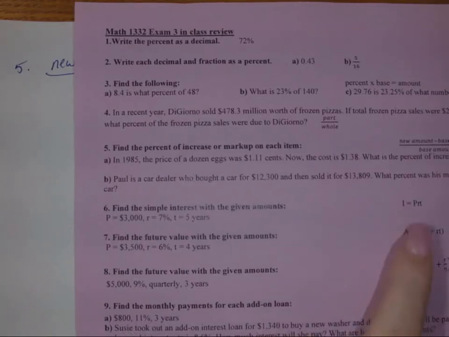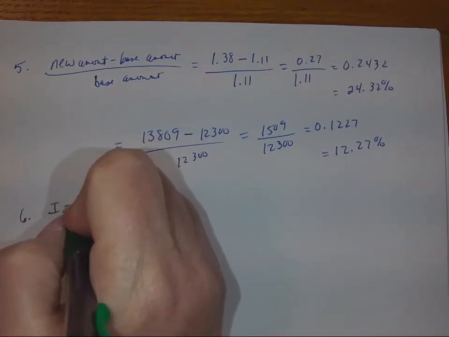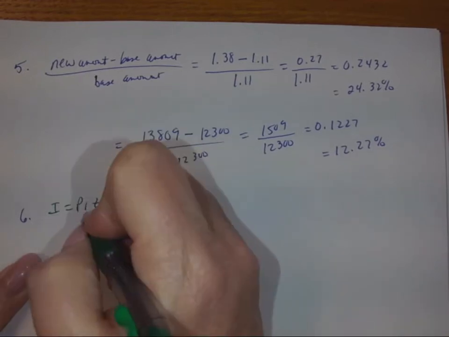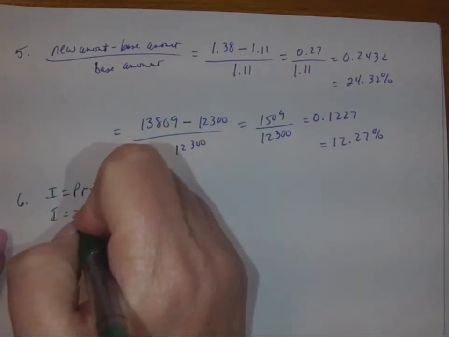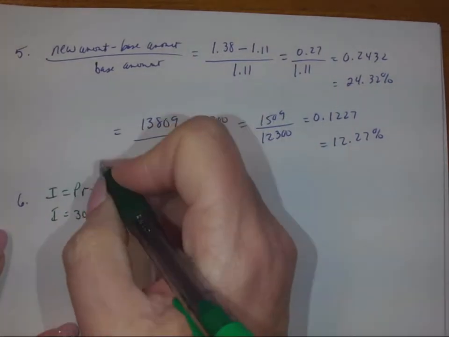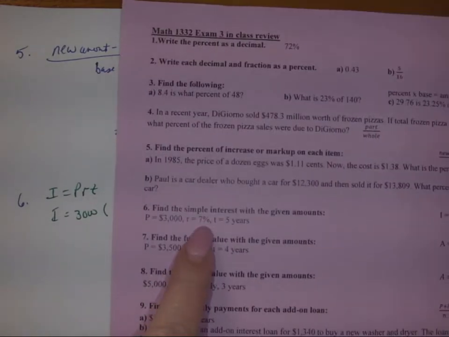Your formula is interest equals PRT. So this is number 6. So I is equal to PRT. We're just going to plug in the values that were given to us. So the interest is the P. The P we were told is 3,000 times our 7%. Now we have to change 7%. We can't leave it like that.